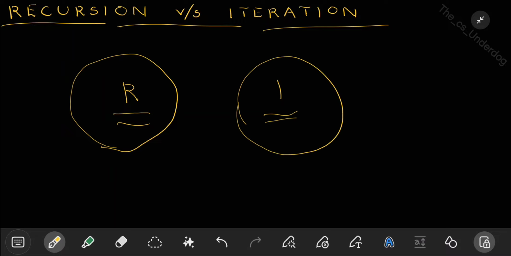So if you are here searching for what is recursion or how to write a recursive algorithm, then please go to a recursion lecture. There we had explained those things. The purpose of this lecture is to understand how are recursion and iteration different, and under what situations or when to use recursion and when to use iteration. This is the main purpose of this lecture.